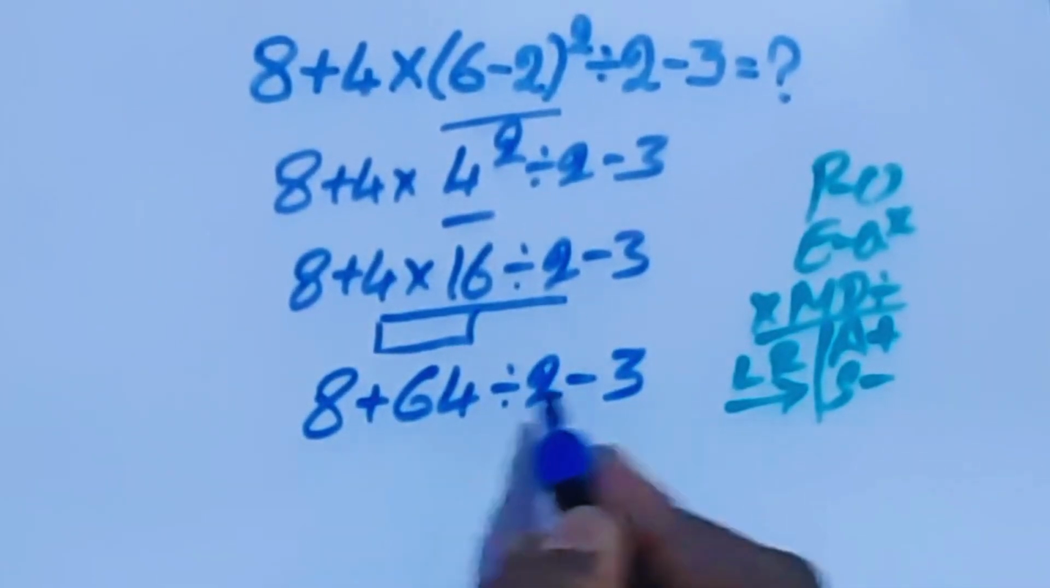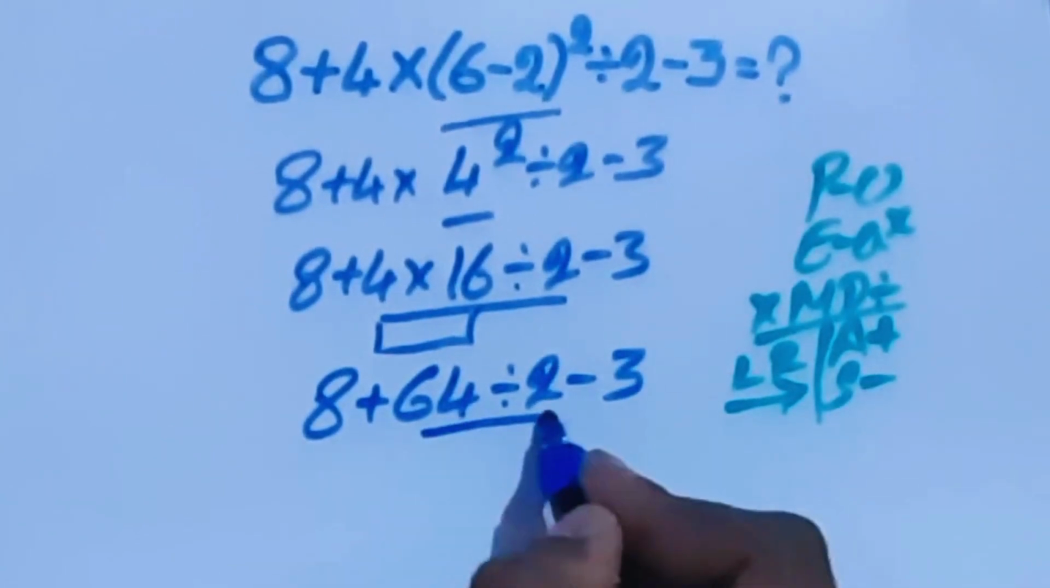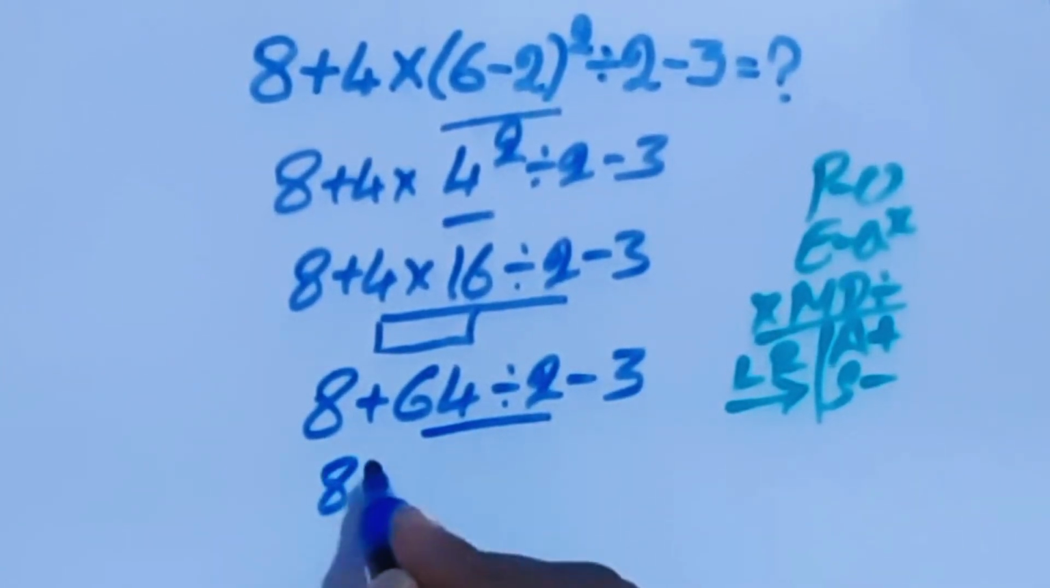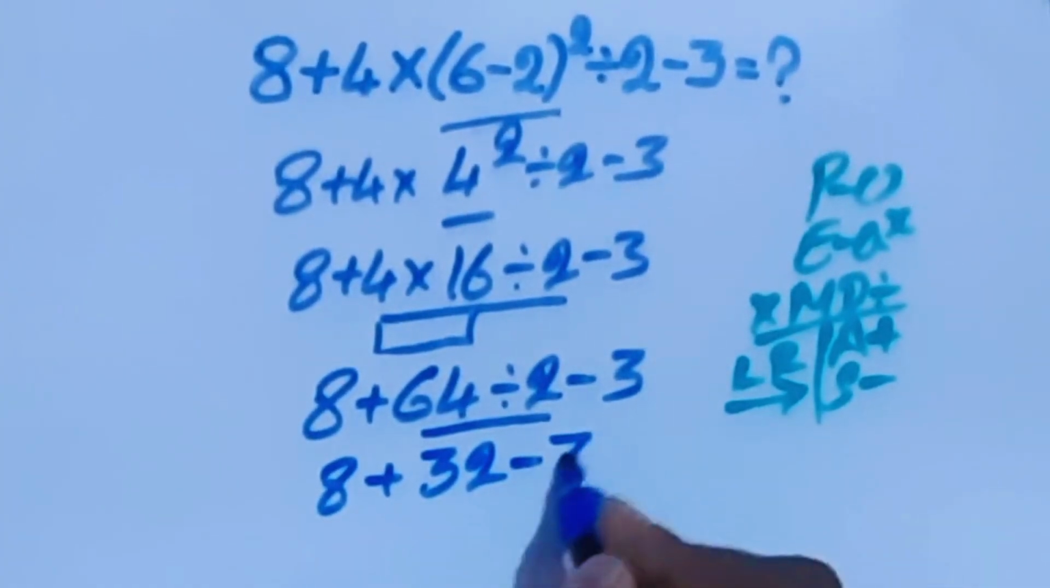Here we have addition, division and subtraction. Division is higher priority than this addition and subtraction. So we have to do the division before this addition and subtraction. Here 8 plus this is 32 minus 3.